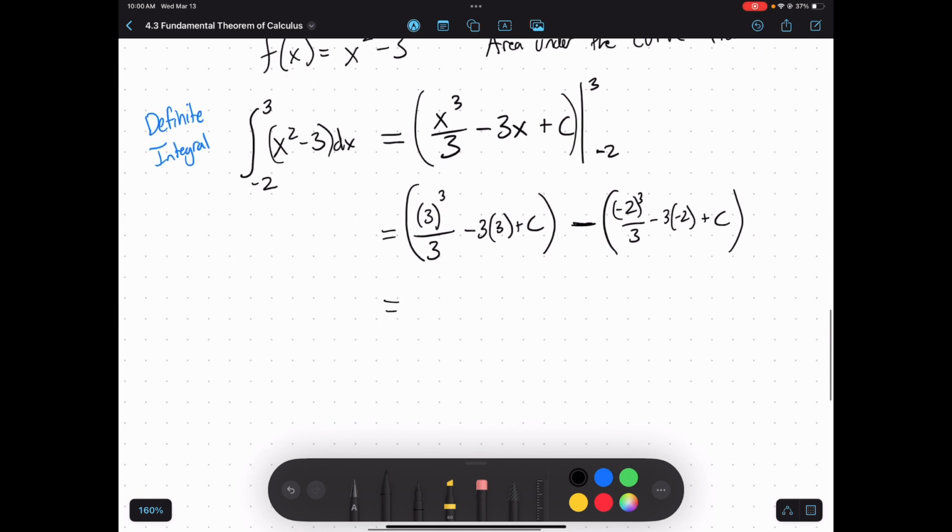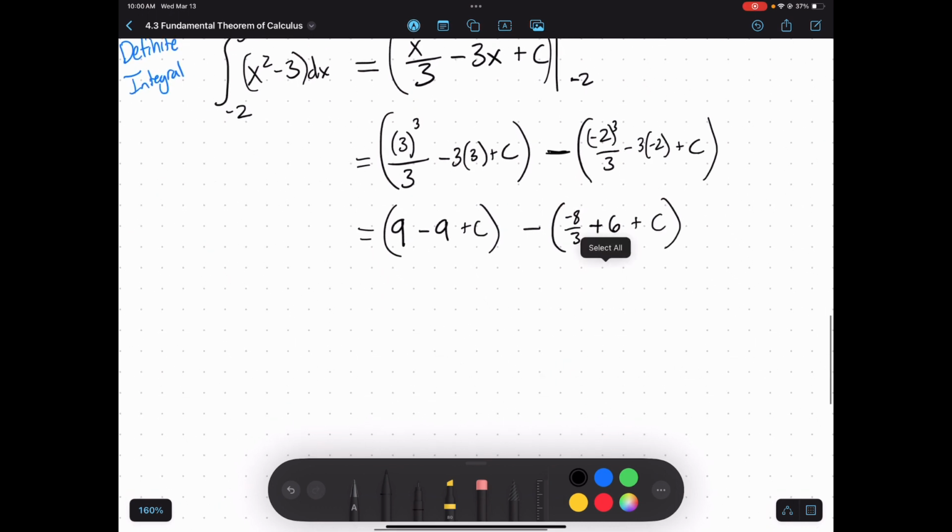Okay. Well, with my upper bound, I get 3 cubed is 27. 27 over 3 is 9. Minus 3 times 3 is 9 plus c. So the 9's are going to subtract to equal 0, and I'm just going to be left with c on this left side. But on the right side, I'm left with, let's see, -2 cubed is -8. -8 over 3 minus 3, but then I'm going to multiply that by -2, so that gives me a +6 plus c.